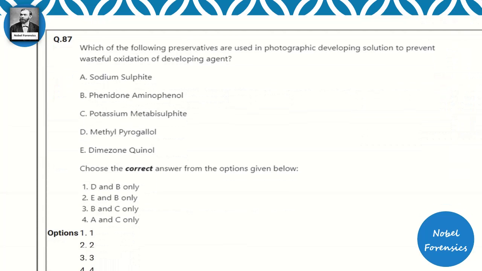Then coming to 87: which of the following preservatives are used in photographic developing solution to prevent wasteful oxidation of developing agent? Here option 1: sodium sulfite and potassium metabisulfite. These two are correct. A and C are correct. So option 4 is correct.